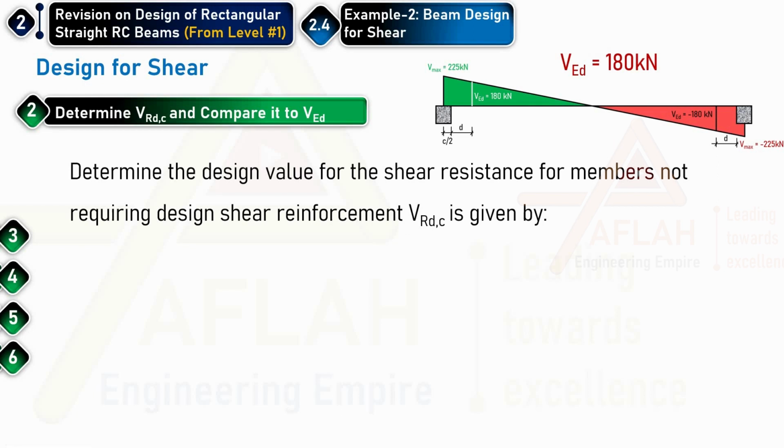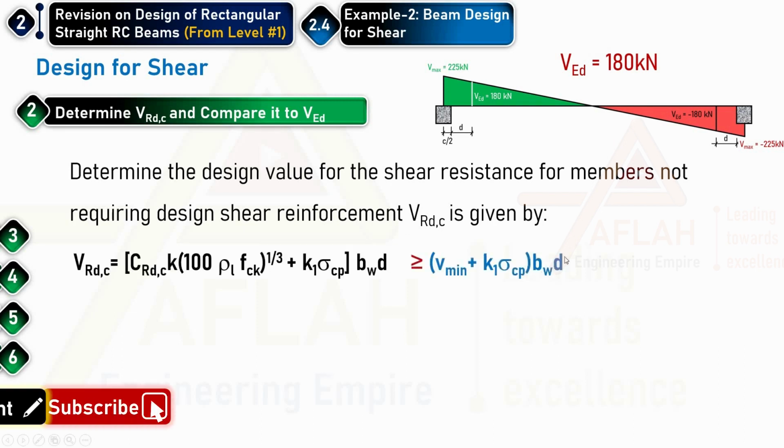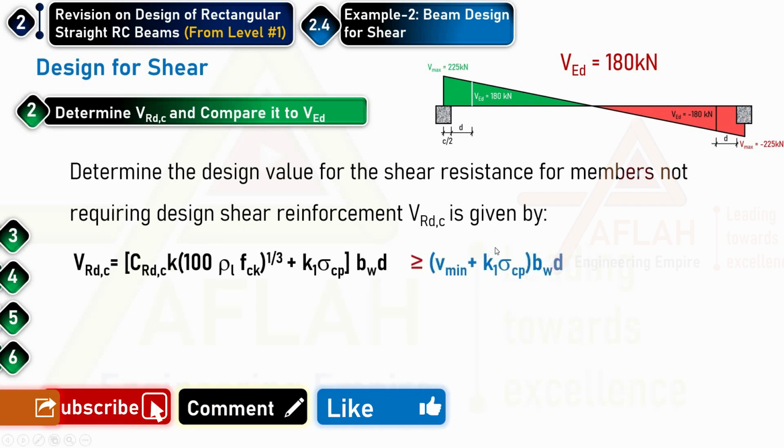Or you need to maybe minimize the cross section, maybe revise the whole section from the beginning. Okay, however, let's continue and check it. VRDC is given by this formula. This should be checked and to be greater than or equal to this part.